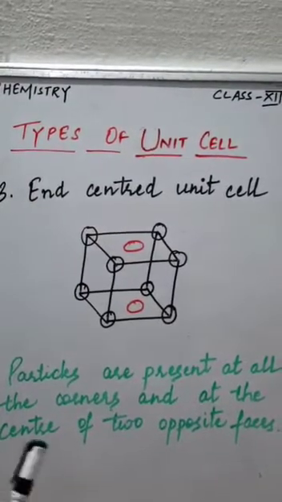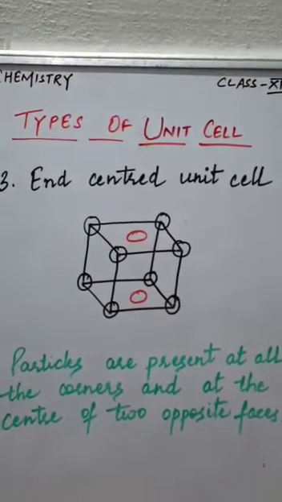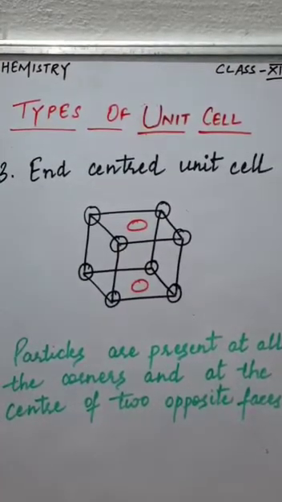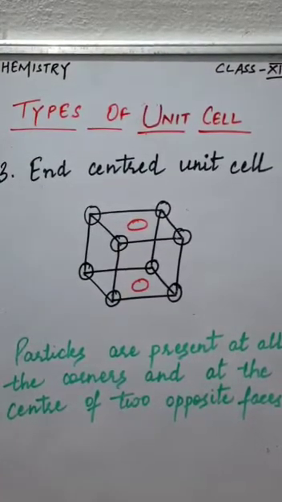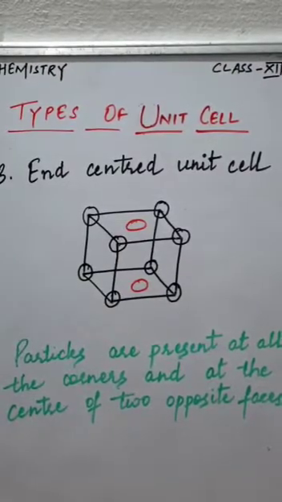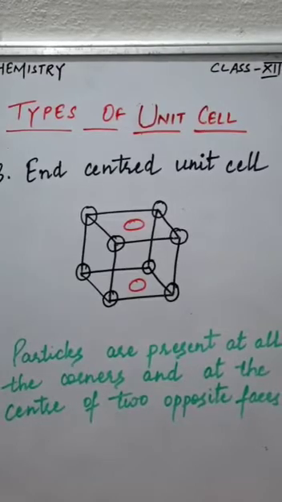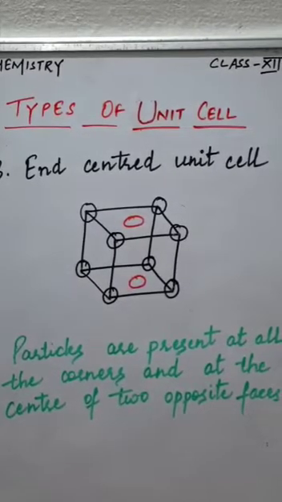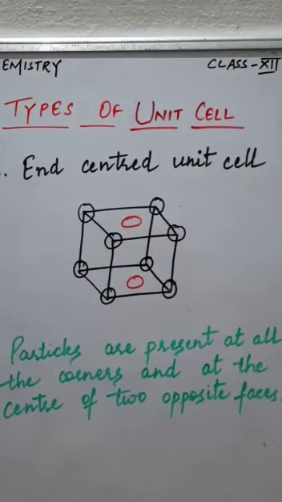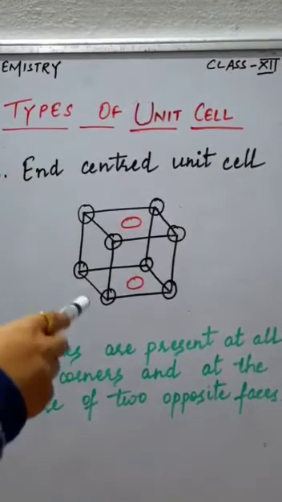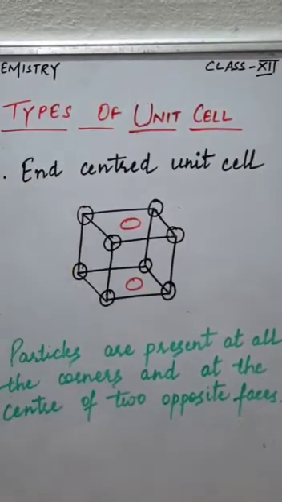Okay, so we have studied how the particles are arranged in unit cells. In a simple unit cell, at the corners; in face-centered, at the corners and at the 6 faces; in body-centered, at the corners and at the center of the body; and in end-centered, at the corners and 2 faces which are opposite to each other.